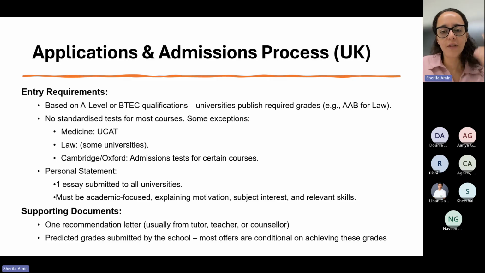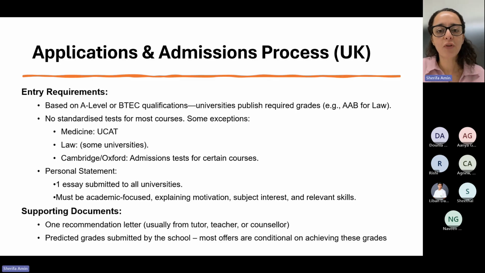But even if they have these grades, it's not always guaranteed that they will be accepted. Some more competitive courses will ask students to take additional tests. So for medicine, students will need to take the UCAT. Oxford and Cambridge will also have their various different types of admissions tests.